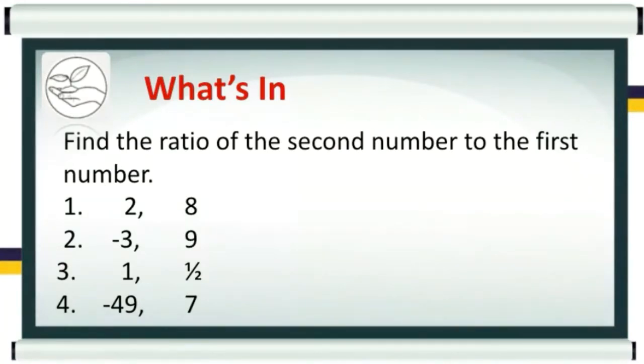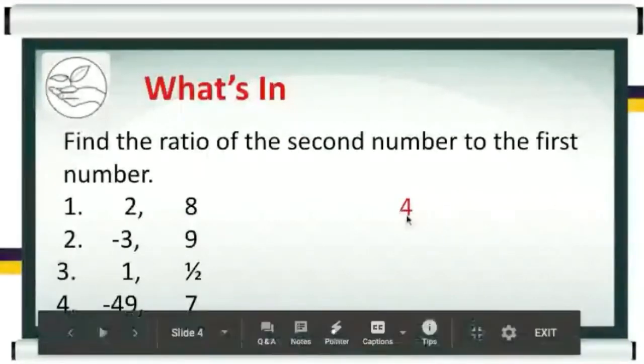Who can give me the answer or the ratio of number 1? What do you think is the answer? 4. Correct, that's 4. How did you do it? That should be 8 over 2, or 8 is to 2. Since 8 is the numerator and 2 is the denominator, and 8 is bigger than the denominator, it means we can divide it properly. So 8 divided by 2. That is why your ratio is 4.